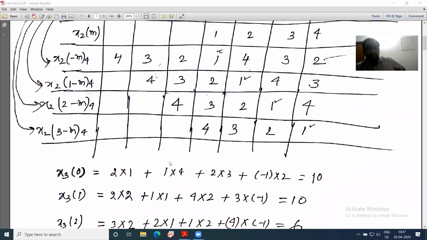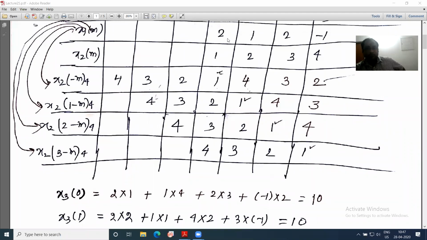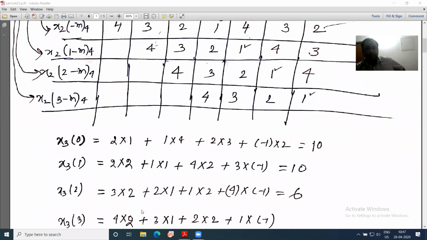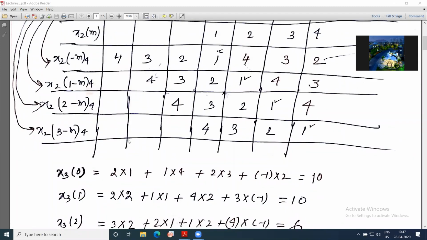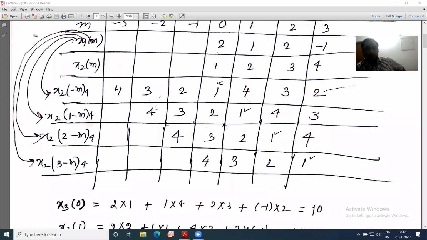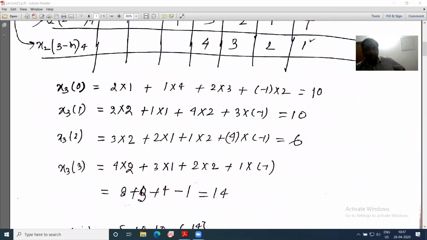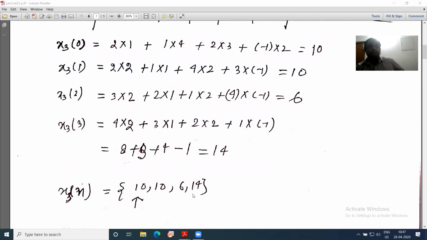And x3 of 2, x3 of 2 means 2 minus m. 2 minus m means this is like this. So I will multiply 2 multiplied by 3, 1 multiplied by 2, 2 multiplied by 1, and minus 1 multiplied by 4. This is the 6. Next, x2 of 3 minus m. So 2 into 4, 1 into 3, 2 into 2, minus 1 into minus 1, like that. This will be nothing but 14. So with this, we have calculated 10, 10, 6, 14.